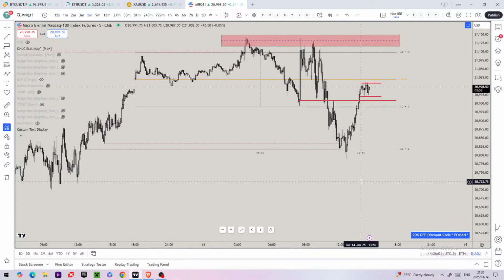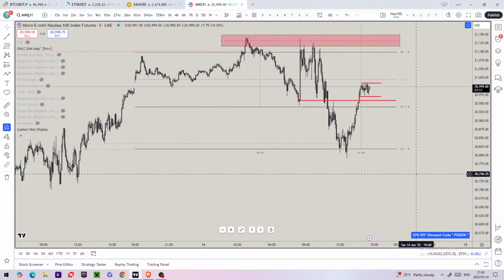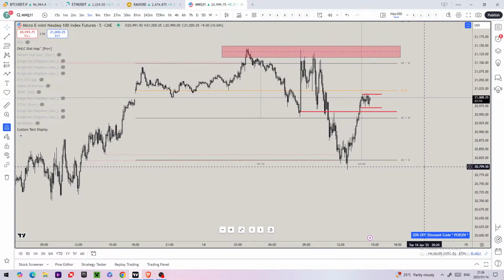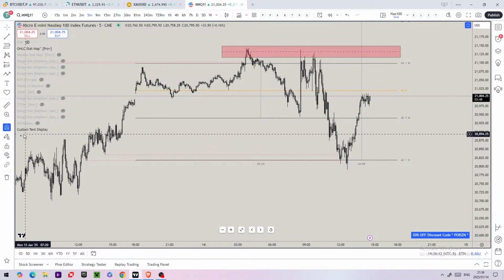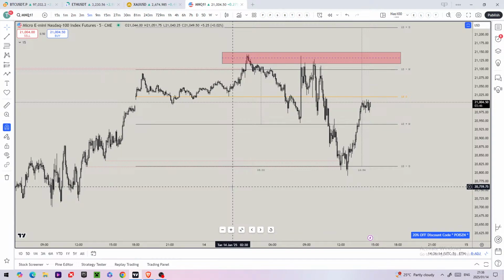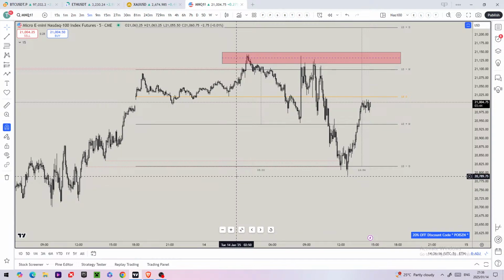You guys have any more questions? This was just to show you what levels I use and how I use these levels. And to most of you, just having a manipulation or distribution level from a stat map or open, high, low, close seems sufficient, right? I'm here to tell you the open is just as good.